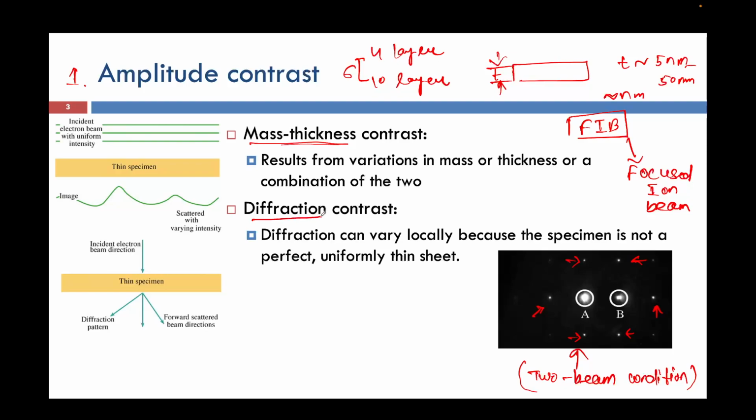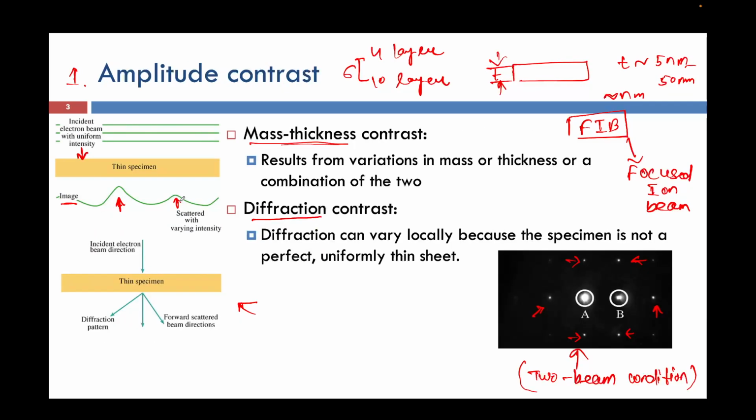And here on the left side, you can see an image. Let's say the incident electron beam with uniform intensity is coming, right? After interacting with the specimen, in the image you can see that there is variation: here the intensity is high, here the intensity is low, right? Since these intensity peaks and troughs will be there, we always get some intensity variation throughout our image, which eventually gives us the contrast mechanism, right?